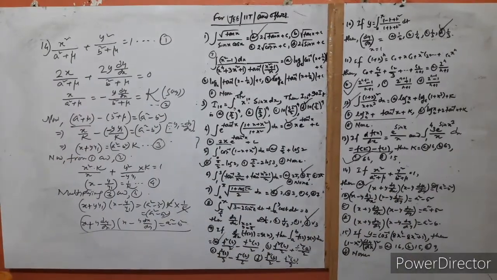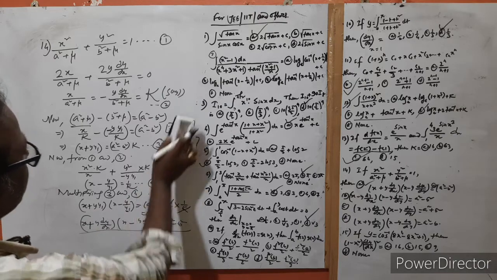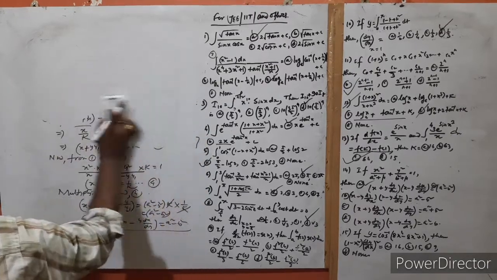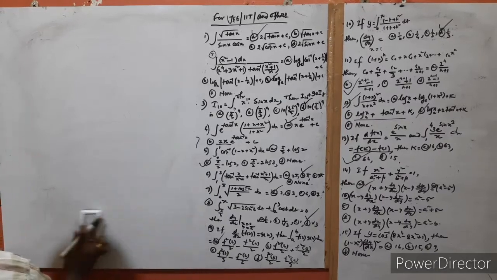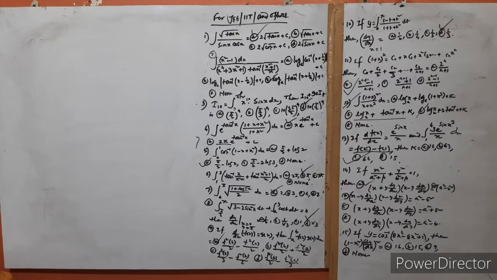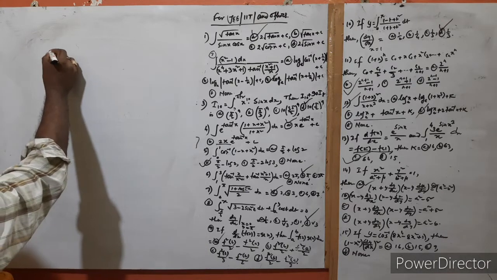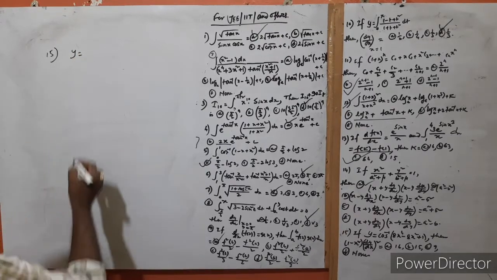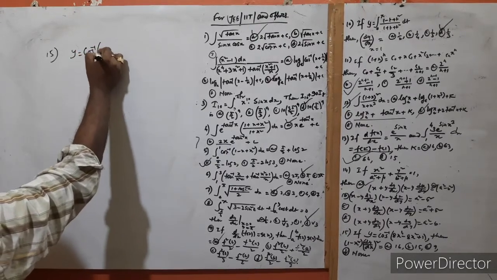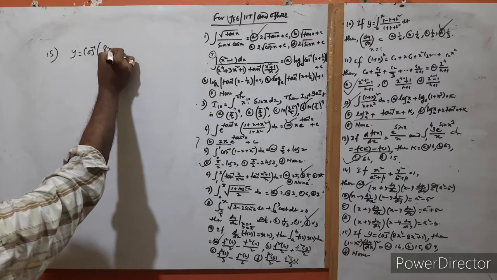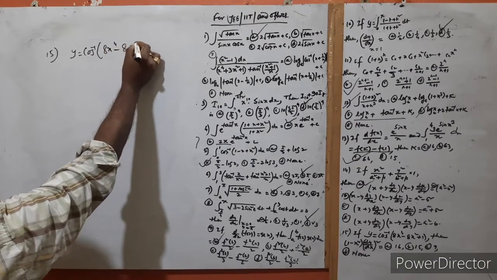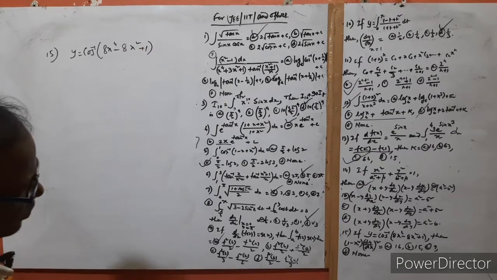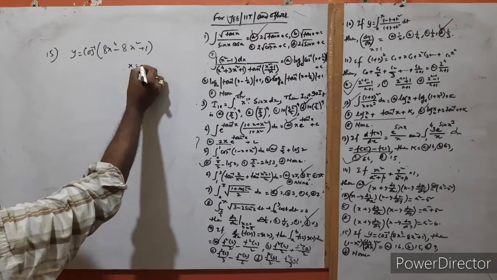Okay, very interesting question. Now follow the question number 15 in this video, and this is the half part of this video, of my module questions. And now 15, I have given y equal to cos inverse of 8x power 4 minus 8x square plus 1.